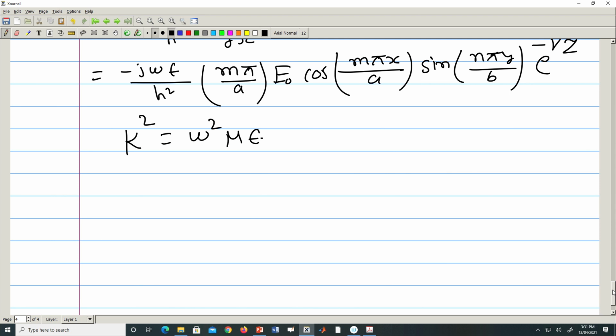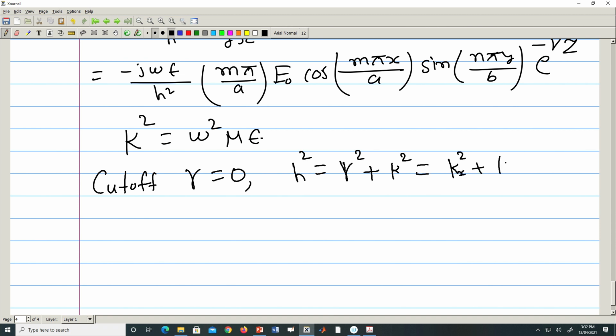So, for the cutoff case, gamma will be 0, where gamma is the propagation constant in the z direction, that is alpha plus j beta. So gamma will be 0, and h square is gamma square plus k square, that is equal to k x square plus k y square. If gamma is 0 and k square is omega square mu epsilon, this is the condition for the cutoff to compute the cutoff frequency.